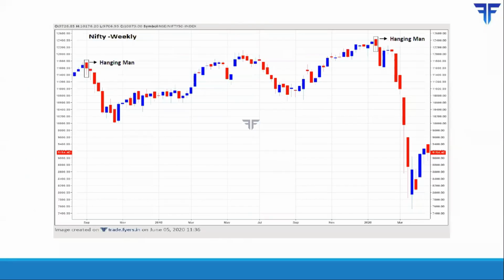Now let us see how these patterns appear in real life. Now this is the chart of the Nifty index, Nifty 50 index. It's the weekly chart. So each candle represents data for each week. That is, each candle represents the open, the high, the low, and the close for each week. Now at the extreme left, you can see a nice hanging man formed after a rally. This is the pattern that I'm talking about, hanging man.